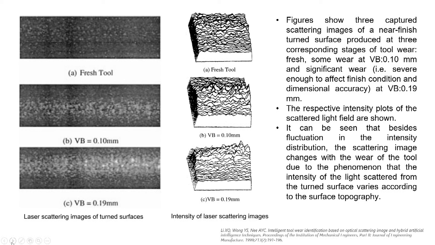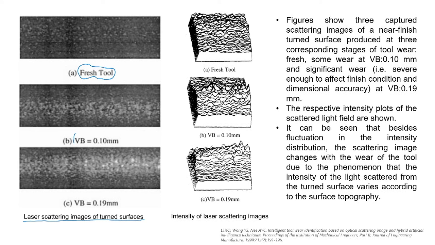Now we got various images, and these images are there on your screen. Here you can see the laser scattering images of the turned surface. When we are using a fresh tool, the tool is freshly used, not used previously, the edges are intact, it is a new tool that we have employed over here. The next one is VB equal to 0.10 mm. VB is the average length of the wear that is on the flank surface.